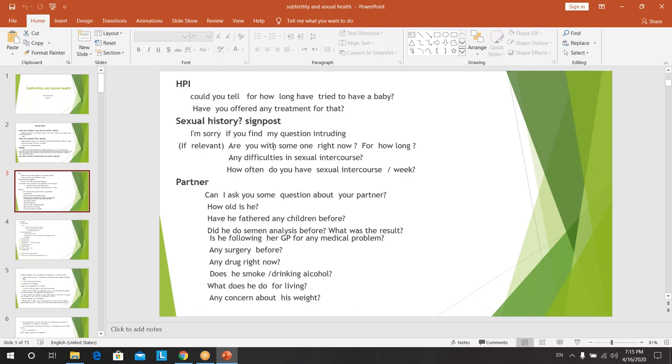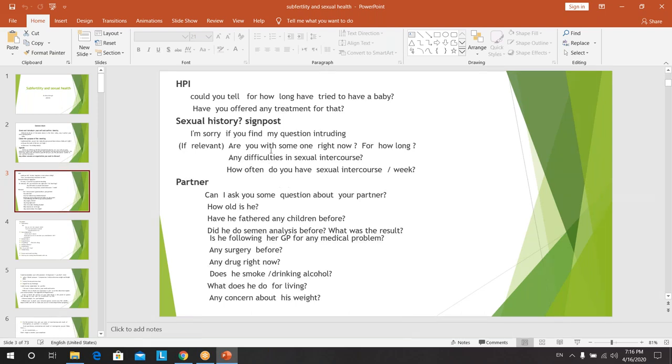Why this important question? Because from this question, you know whether the patient is with a male partner, with a female partner, or she doesn't have any partner at all, and she wants this baby as a single mother. So it is important to ask in the beginning, not to fall into the trap. You may go through the history and ask, for example, how many times do you have sexual intercourse per week? And the role player says, doctor, I don't have a male partner, I have a female partner. So you fall into the trap.